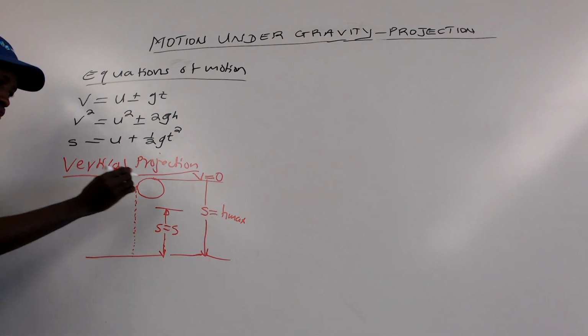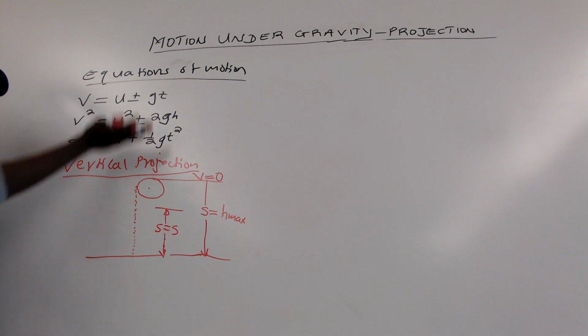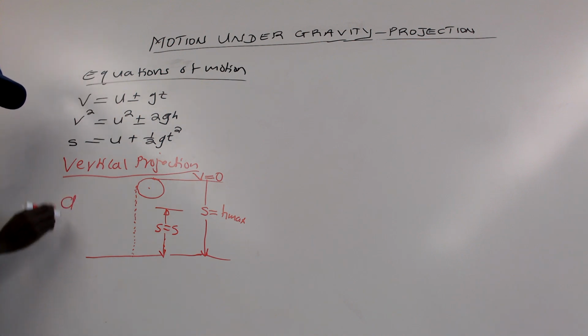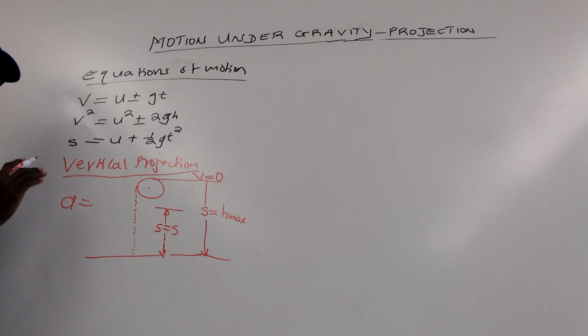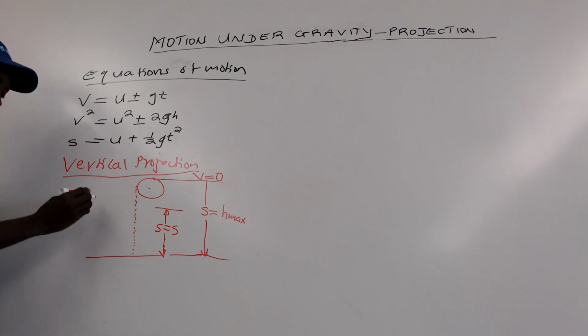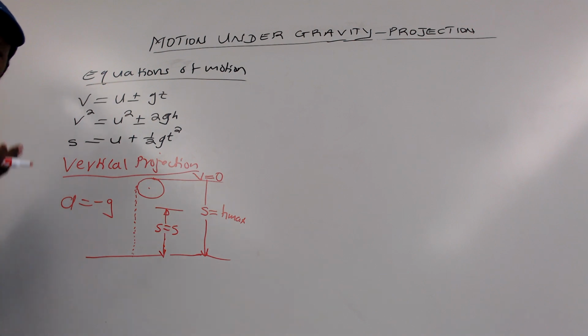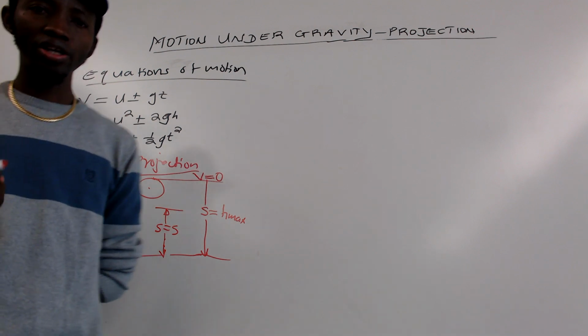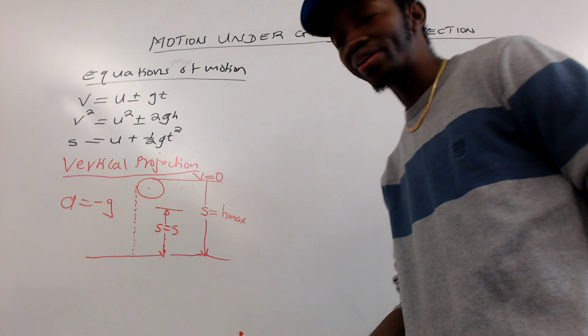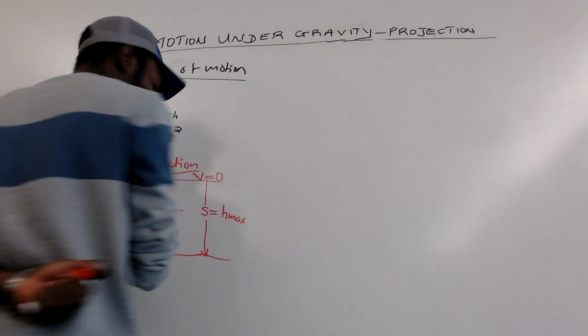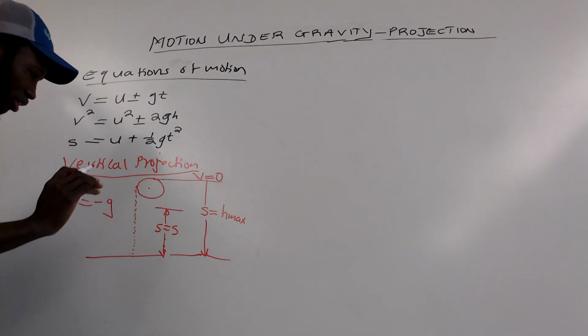Another point we need to consider: when an object is projected vertically, the acceleration due to gravity, or the acceleration of free fall, becomes negative g. When it moves vertically upwards, gravity is negative. When the object is falling down, the acceleration is positive. So these are some of the things we need to take note of.